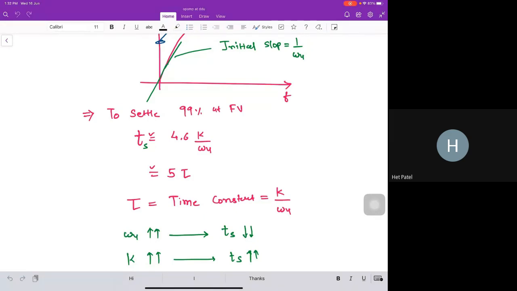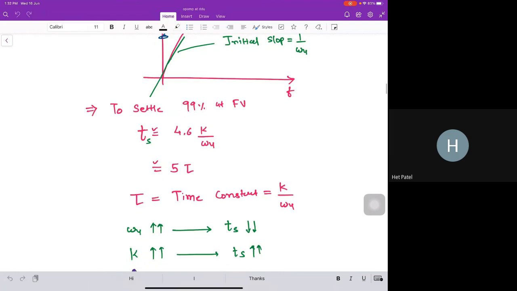The second thing I want you to observe is, if I have a more gain k, let's say 100, to settle quickly, I need a larger omega u. That means if omega u is larger, the tau is less, so definitely the settling time will be less. Here is the conclusion.